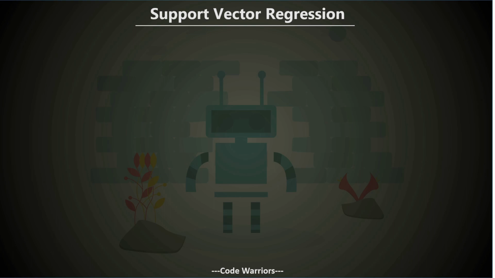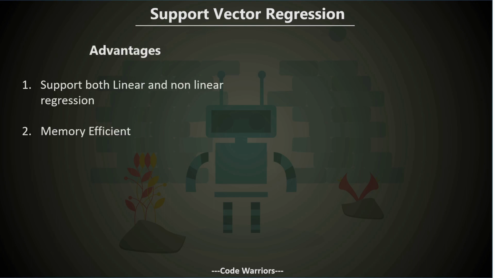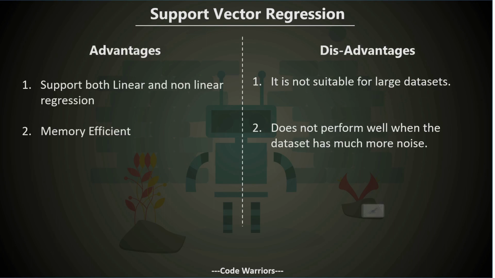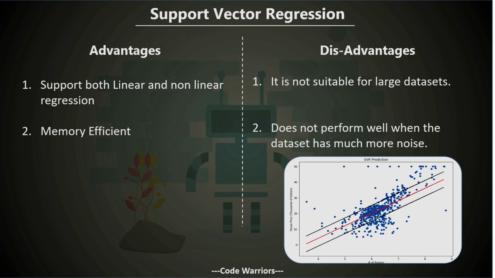So that's it about support vector regression, its terms and parameters, and how it works. Now we need to understand it by using its advantages and disadvantages. The first advantage is that it supports both linear and non-linear regression, so we don't have to worry about using different algorithms for different types of data.